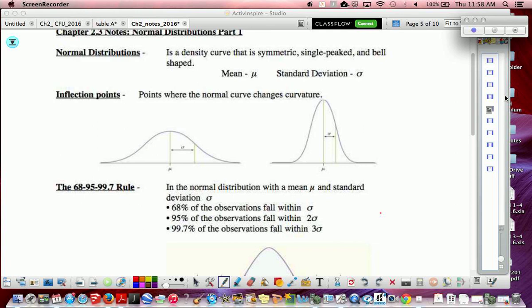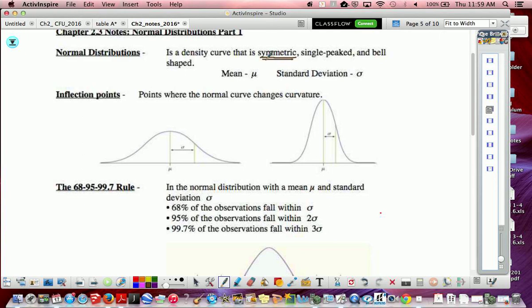In Chapter 2.3, we now will introduce to you a special type of density curve. And this special type of density curve is otherwise referred to as the normal curve. At the beginning, right up top, it has just the definition of what a normal distribution is. A normal distribution is simply a density curve that's symmetric.